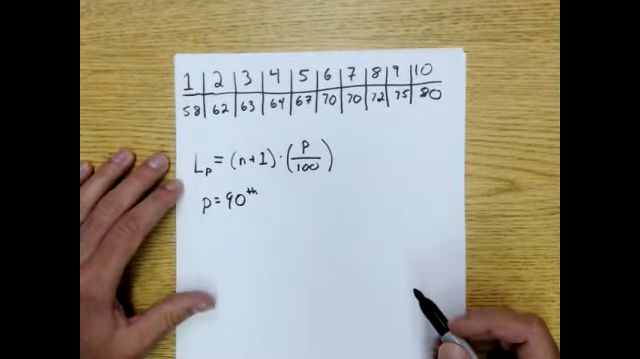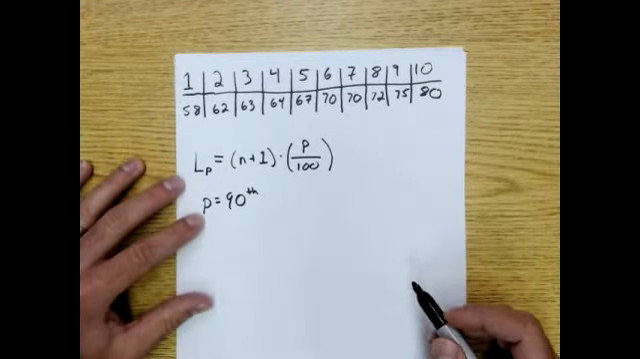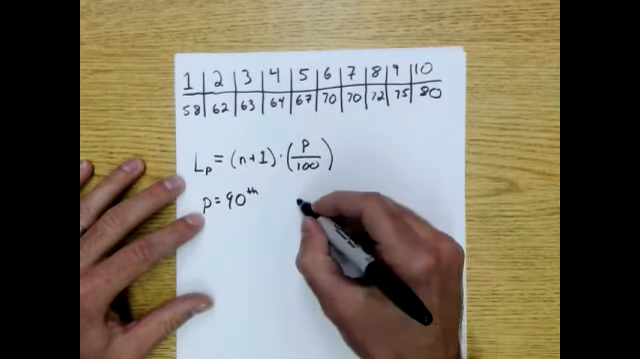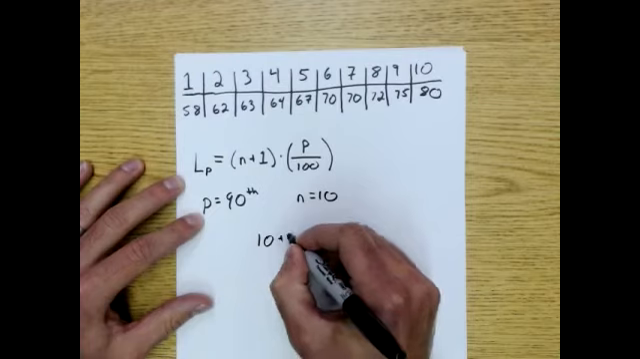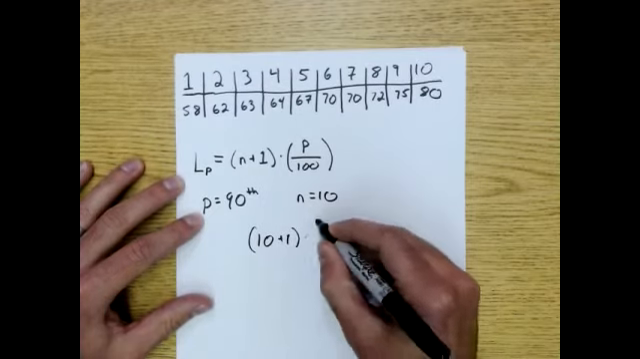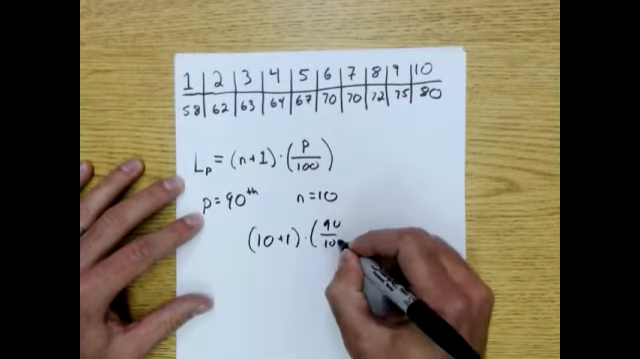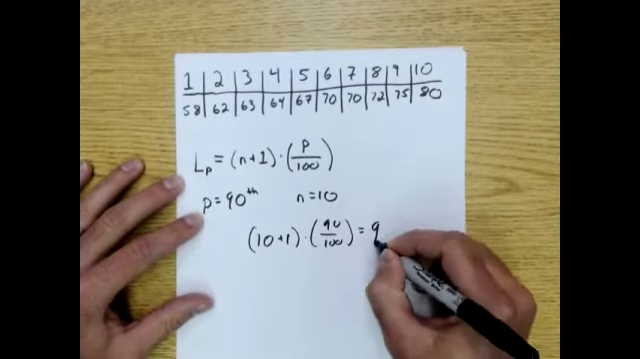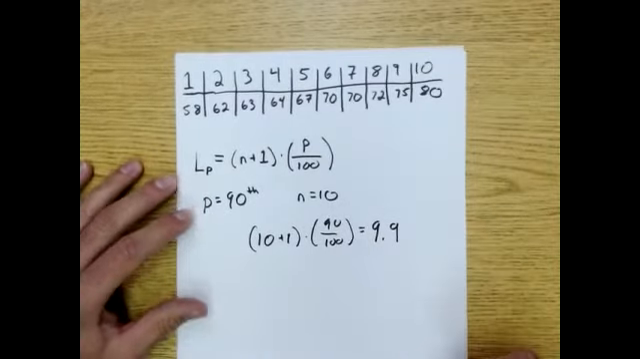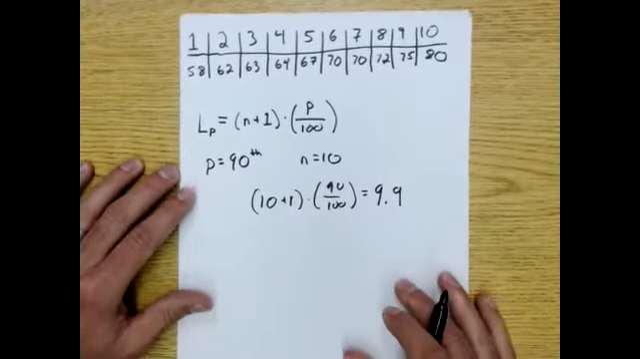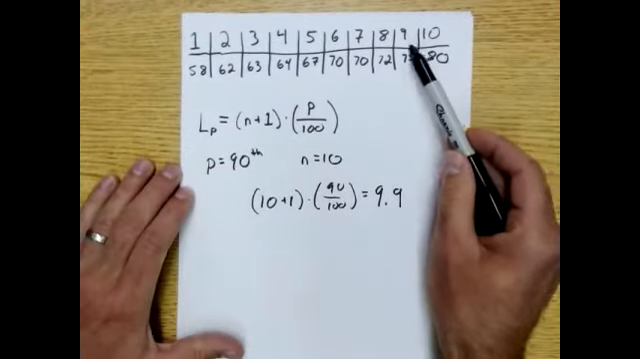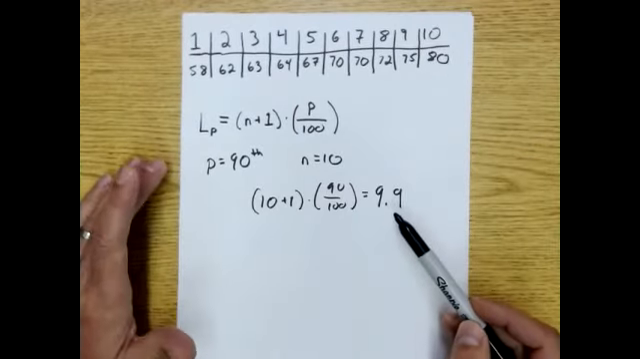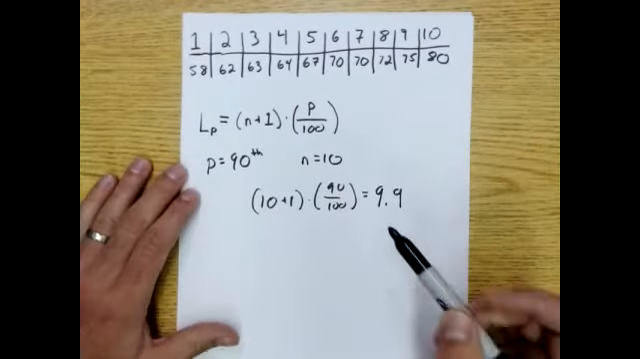So we're going to plug in the percentile we're interested in, and we also have our sample size of 10. So 10 plus 1, times 90 over 100. We're going to get 9.9 as the position that the 90th percentile would be in. Now, obviously we have an issue. We have the 9th position, we have the 10th position. There's not a 9.9th position, right?